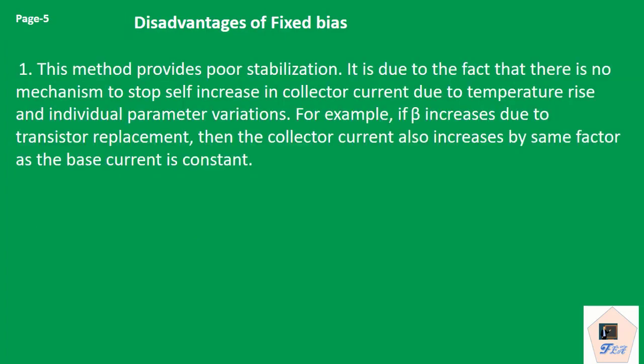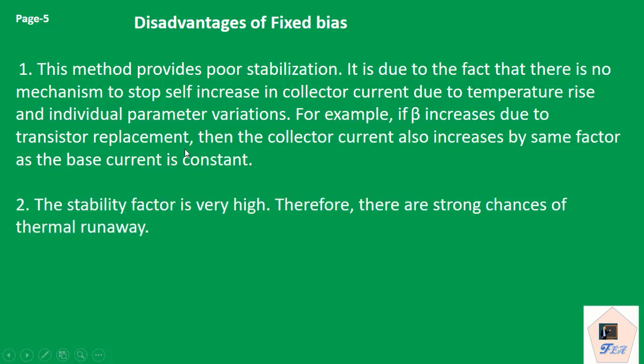Now there are disadvantages also. This method provides poor stabilization. We have found the stability factor and seen it, and it is due to the fact that there is no mechanism to stop the self increase in the collector current due to temperature rise and individual parameter variation. So a feedback mechanism is not there. For example, if beta increases due to transistor replacement, then the collector current also increases by the same factor as the base current is constant, because we have fixed the base current on the basis of RB. The stability factor is quite high, and therefore there are strong chances of thermal runaway.